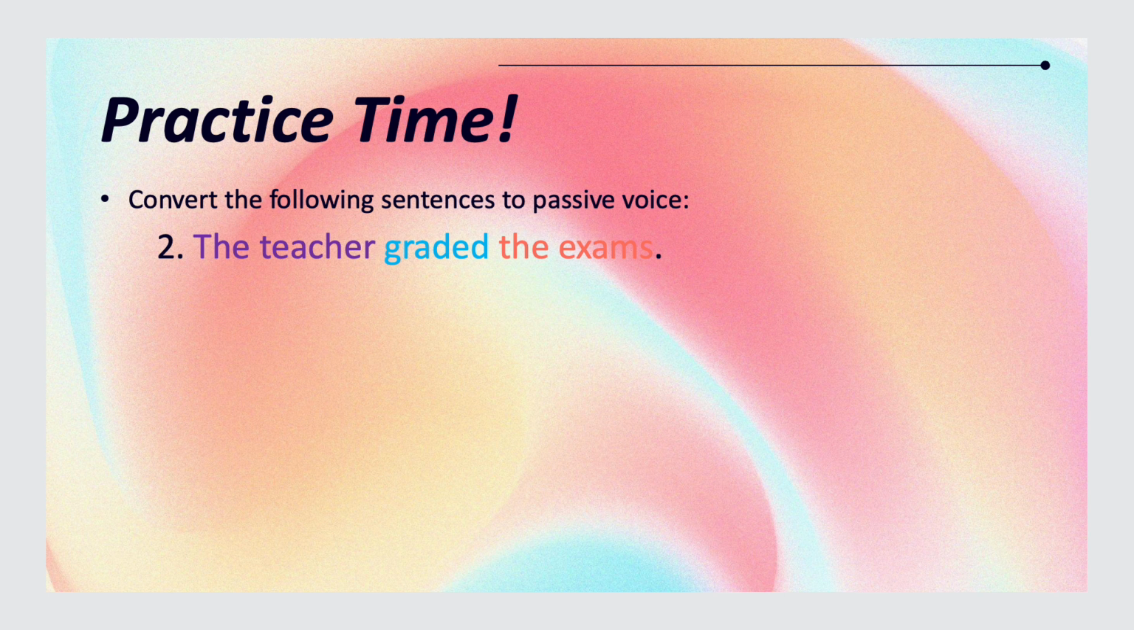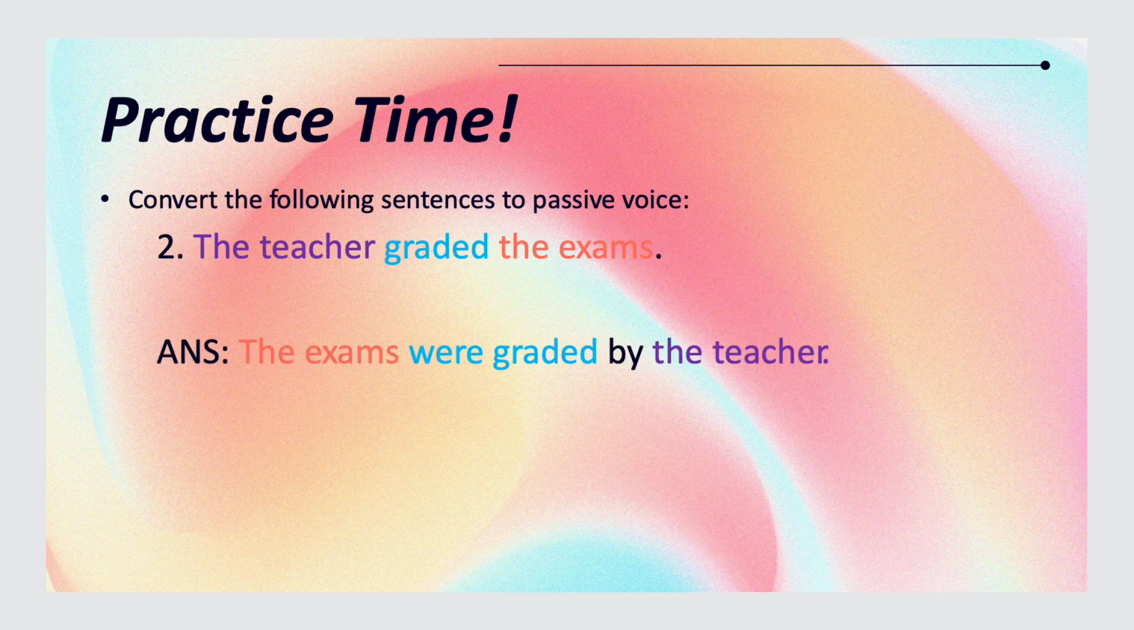Next question. Question number 2. The teacher graded the exams. So, how can we convert the following sentence to passive voice? Here comes the answer. The exams were graded by the teacher. The exams is the object, so we try to make it into the new subject. And then graded is written in past tense. So we have to write down the verb to be in past tense in the passive voice sentence, plus a past participle, graded. And then we need to add the word by, and after that we have to mention the original subject, which is the teacher.